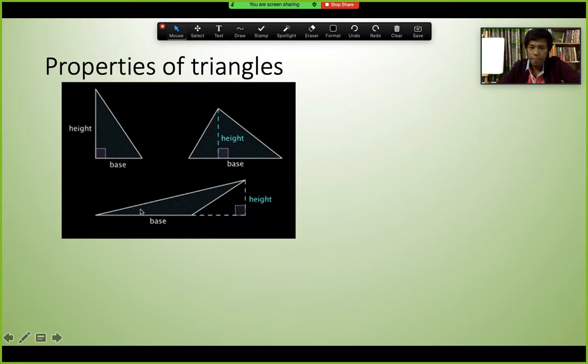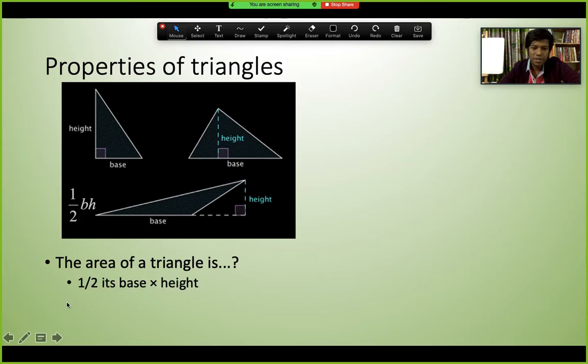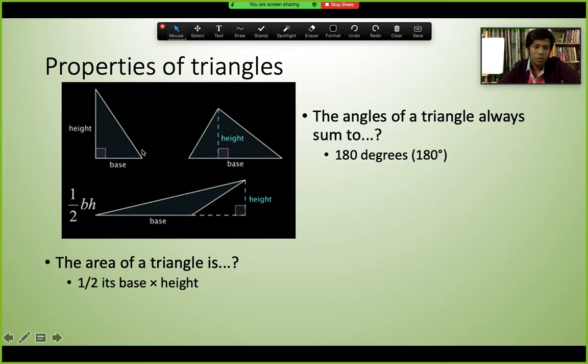Properties of triangle. As you know, this is very basic. This is the base of the right triangle, and this is the height of the right triangle. This symbol here tells us that this is 90 degrees. So what will be the area of this triangle? The area of the triangle is half into base into height. These are the basic things, I think you are aware of that.